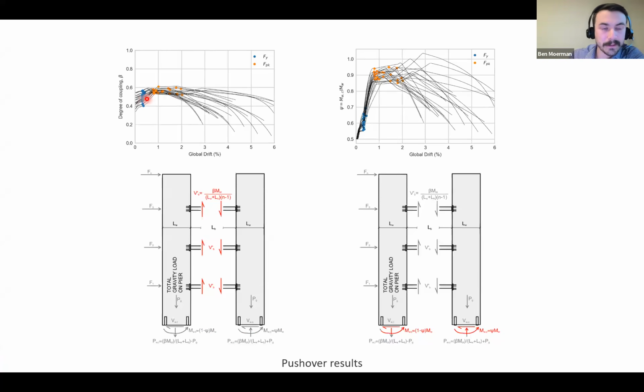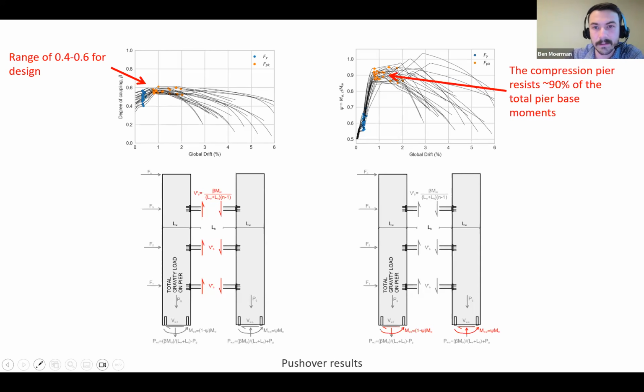And so we pushed it over, and we pushed all the systems over. You can see each black whisker here is basically one specimen or one prototype. And what we can see is basically a range of beta between 0.4 and 0.6 seems pretty reasonable. For all these systems that we proportioned, we didn't have any idea what beta factor they would have. Just proportion things based on capacity design, and that's sort of the range where they came out. So that seems about right for design.